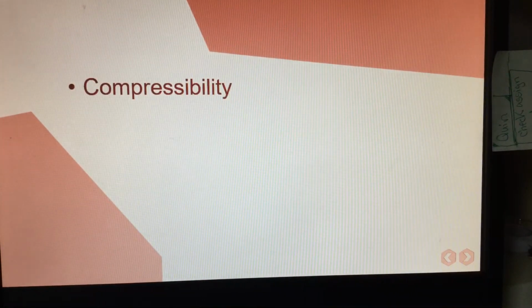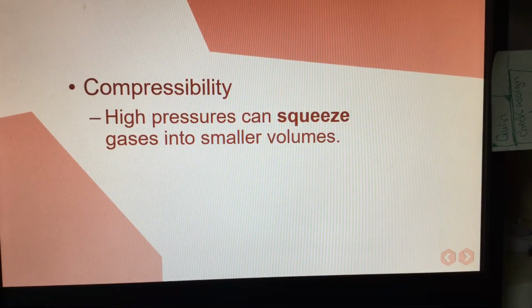All right. Compressibility. High pressures can squeeze gases into smaller volumes. So take 100 molecules all spread out, and you can take the same 100 molecules and just condense them, squeeze them into a smaller container.